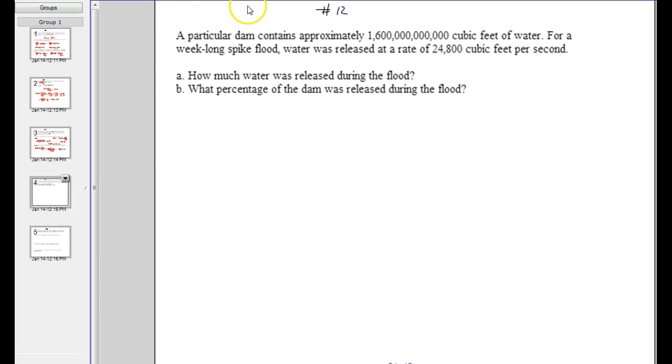This is a homework example from 2B for 143's class, problem number 12. A particular dam holds this many cubic feet of water. There's a week-long flood. The water was released at a rate of this many cubic feet per second. How much water was released during the flood?